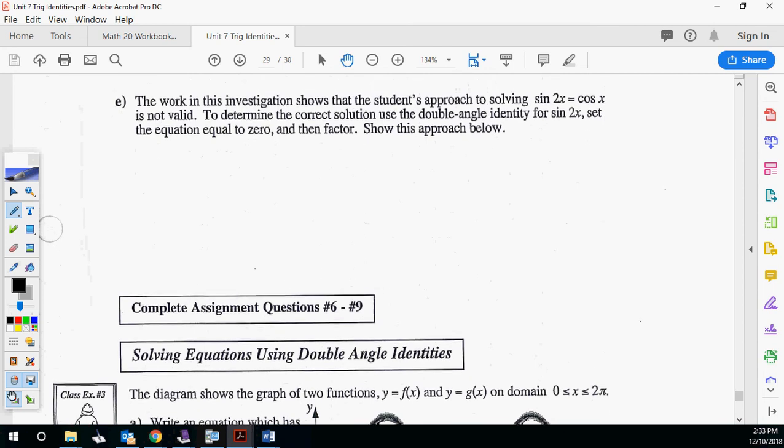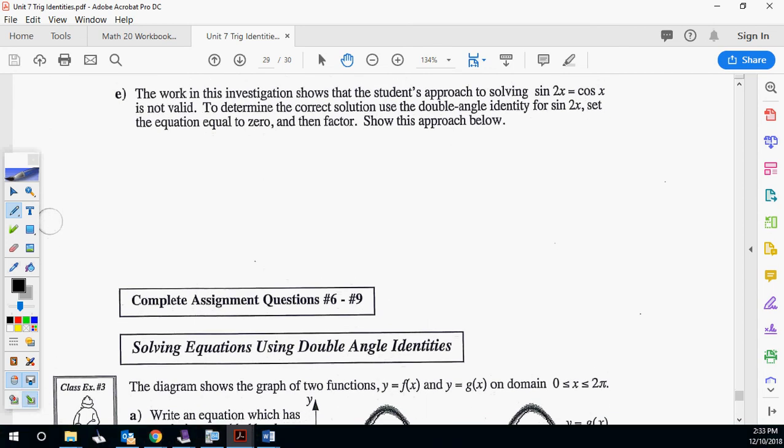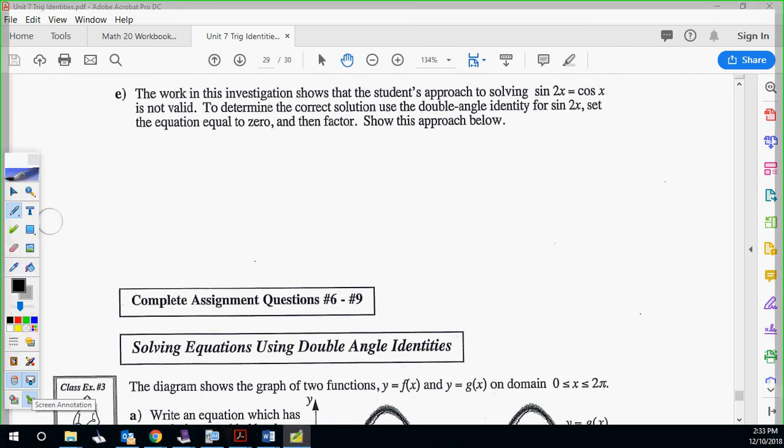So the work in this investigation, the student's approach to solving sine 2x cosine x is not valid. Determine the correct solution. Use the double angle identity for sine 2x. The double angle can help us get all the answers, which is the cool part. Probably I'm the one that thinks it's cool, but that's true. It's fine. So watch. Take your double angle for sine 2x.